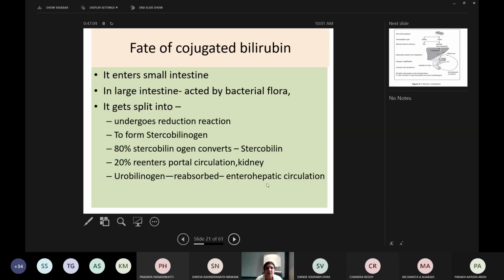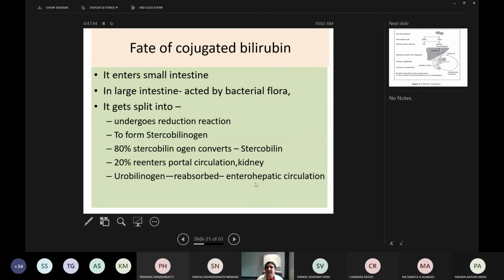Then what happens to the fate of conjugated bilirubin? It enters the small intestine, same thing. After conjugation, it enters the intestine, then the large intestine, where the bacterial flora convert it by reduction reactions to form stercobilinogen. 80% of stercobilinogen is converted into stercobilin, whereas 20% re-enters the portal circulation and the kidney. Then in the kidney, urobilinogen is formed, and most of it, about 80%, is reabsorbed into the enterohepatic circulation.